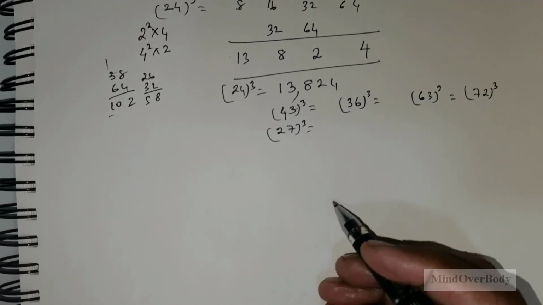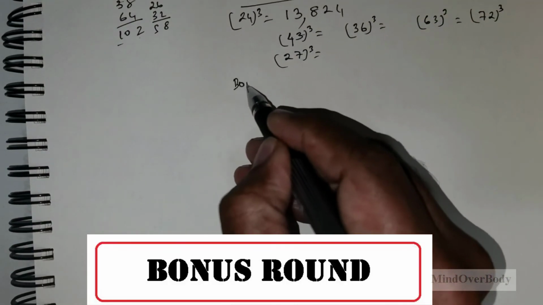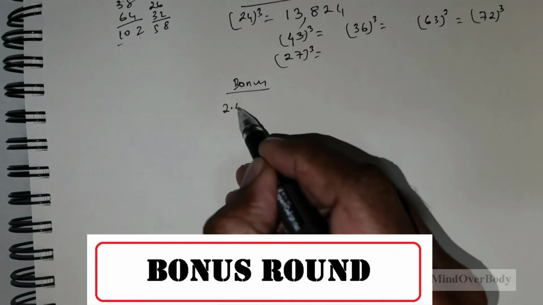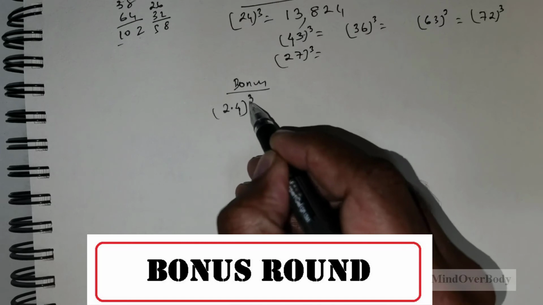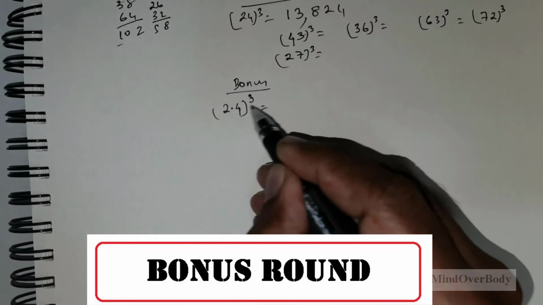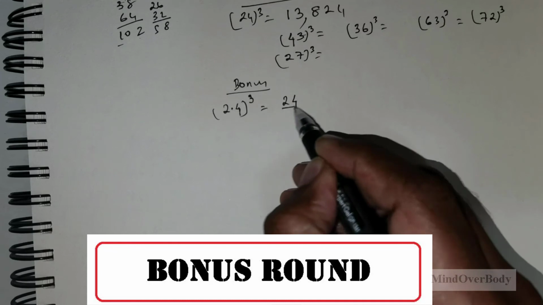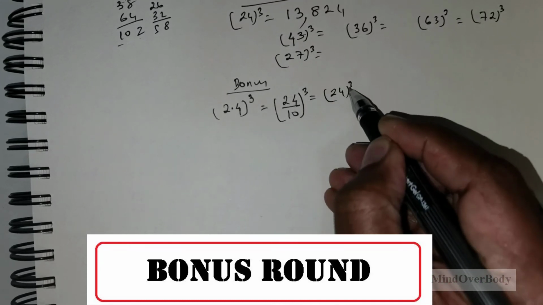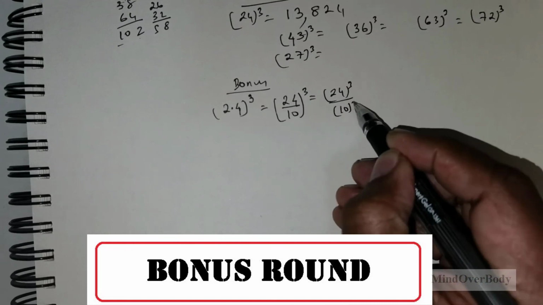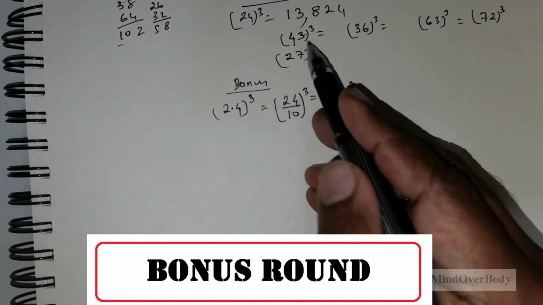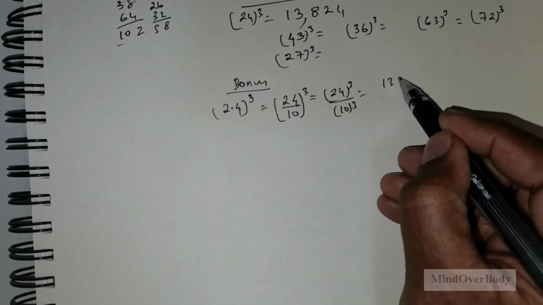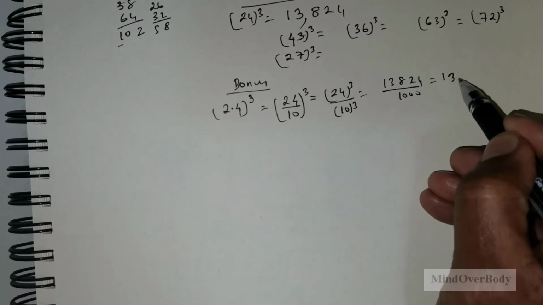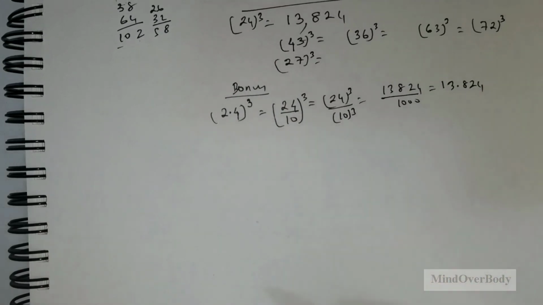Now let us see, this is just a bonus, okay? Now suppose they ask you what happens to 2.4 raised to power 3. Okay, it's simple. This is actually nothing but 24 divided by 10, the entire thing raised to power 3, which is nothing but 24 raised to power 3 divided by 10 raised to the power 3. Now 24 cubed is 13824. You divide by 1000. So naturally the answer is going to be 13.824.